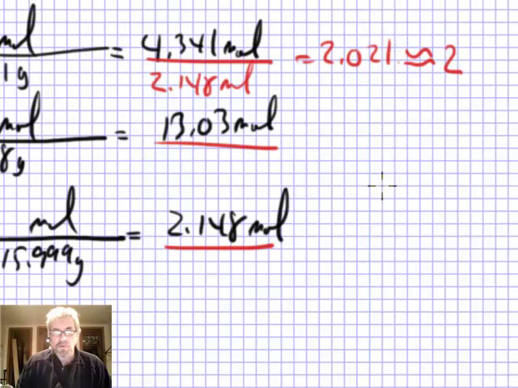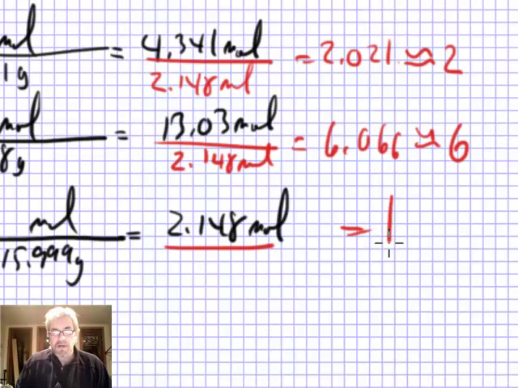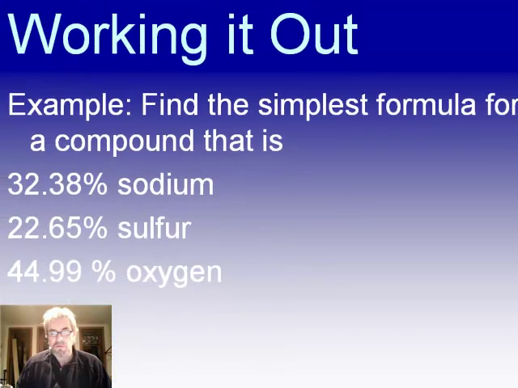When I take 13.04 and divide it by 2.148 moles, I get 6.066, which is within a few hundredths of 6. So I already have whole numbers here. This, of course, is a 1, and I don't need to multiply by anything. I can just write down C2H6O, or O1.